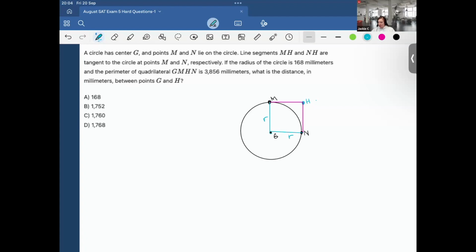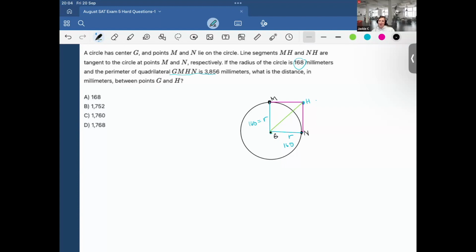Okay, and then it says the radius of the circle is 168, so this is 168, this is 168, and the perimeter of quadrilateral GMHN is 3,856 millimeters. What is the distance? Okay, so then I have to find the distance between G and H.